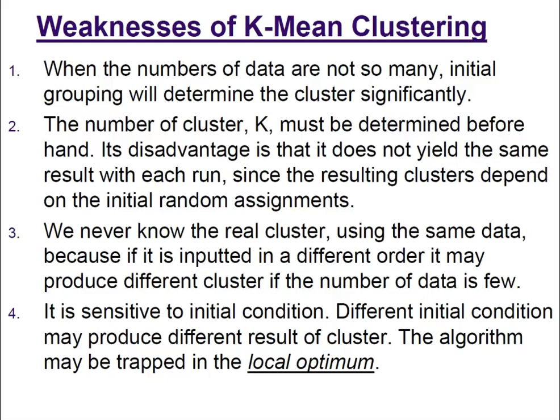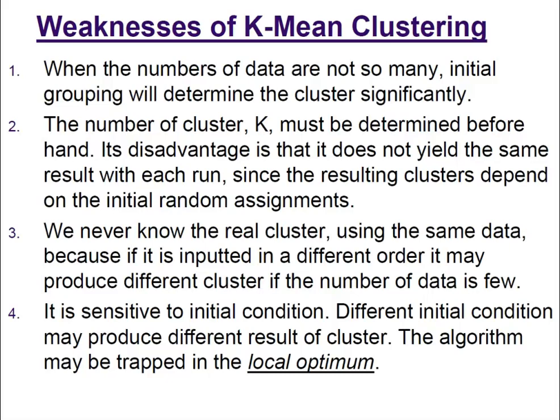Now, no algorithm is perfect, and k-means has some well-known weaknesses that you need to be aware of when applying it in practice. Weakness 1 is its sensitivity to initial conditions. When the number of data points is small, the initial random placement of centroids can have a large influence on the final clusters you get from the algorithm. If you run the algorithm 10 times with different random seeds, you might get 10 different results.